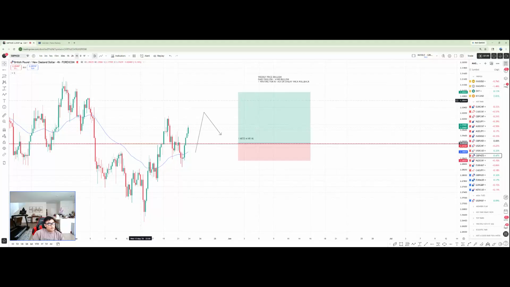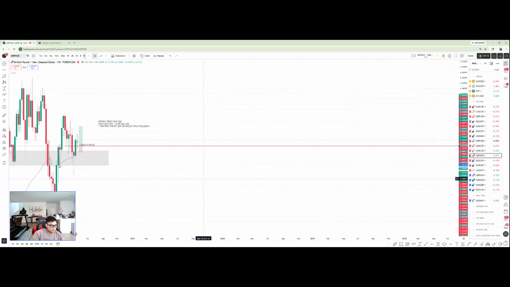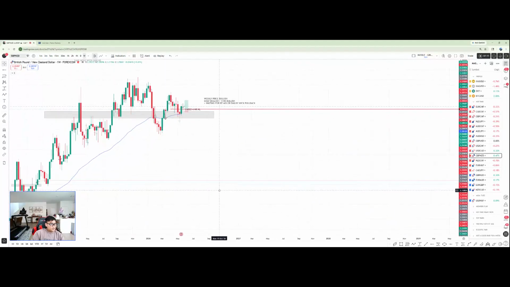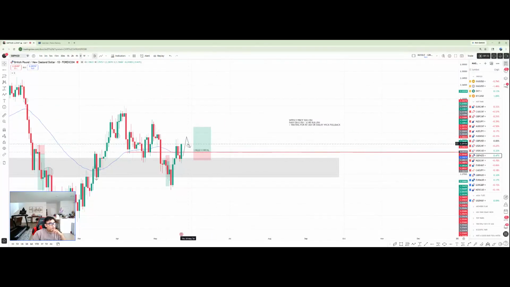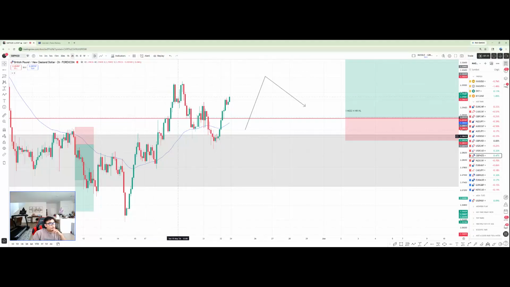GBP NZD. This is the counter trade setup still. We're in the range, but we like this candlestick closing bullish because we're rejecting this area of interest. Weekly EMA, daily turned bullish. I need the 4 hour to clear break here, and then higher low on the higher low. We're going to look for shift, bullish engulfing, and then take the trade.